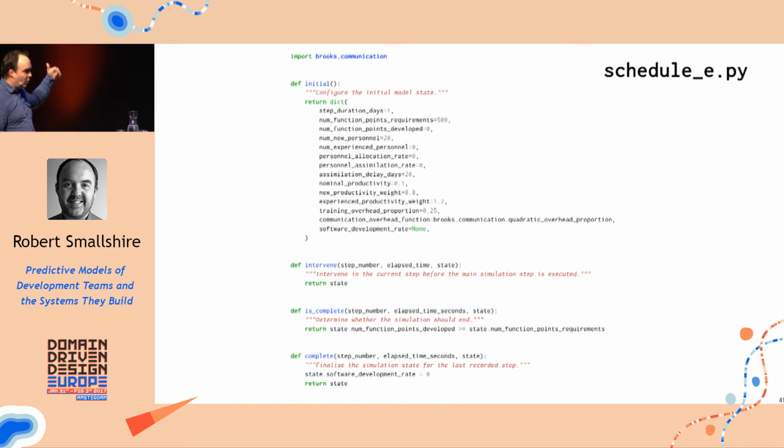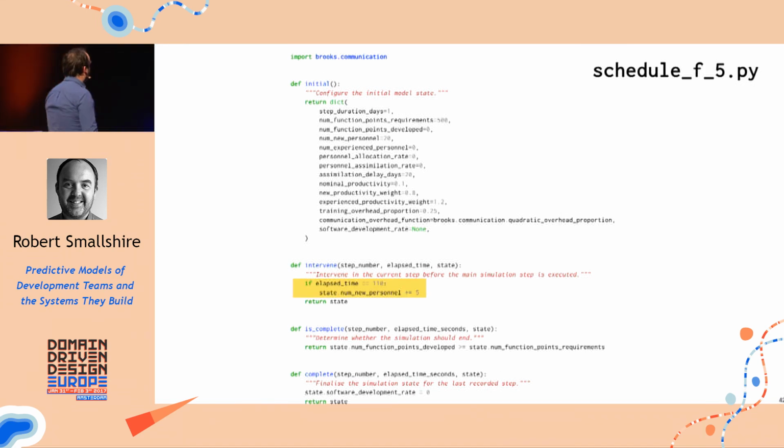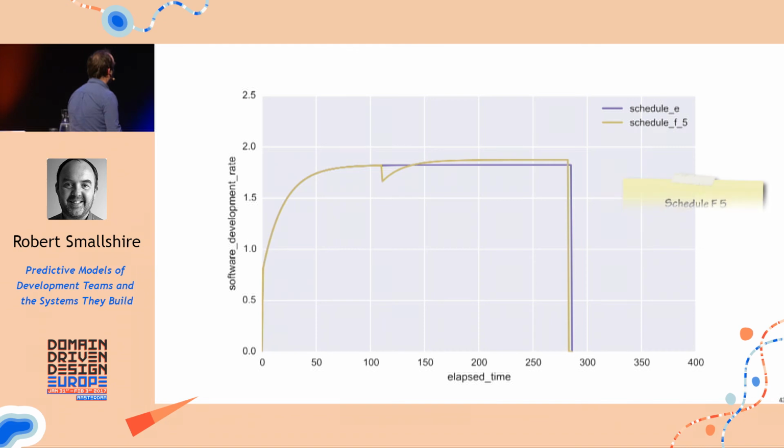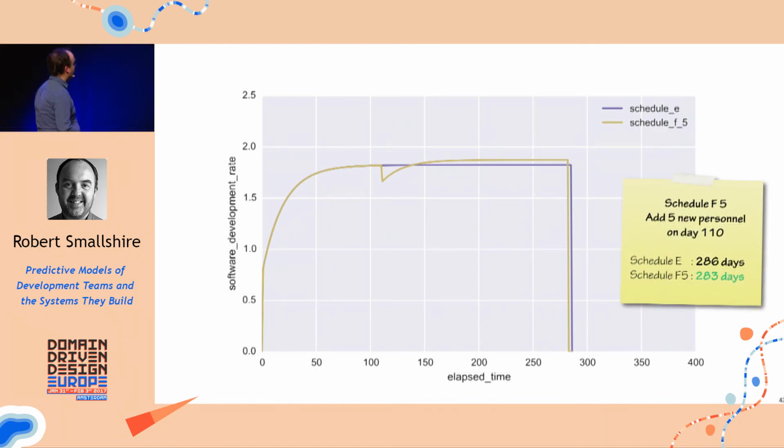So in each modeling step, this function intervene, which is very short there, accepts a step number, elapsed time, and state. We have an opportunity to modify the state before the next modeling step. So to do Brooks' law, we just need to do this. If the elapsed time is 110, let's add 5 people into the project. So we've just said that on day 110, we're going to put more people in and see what happens. Very, very simple. So here we go.